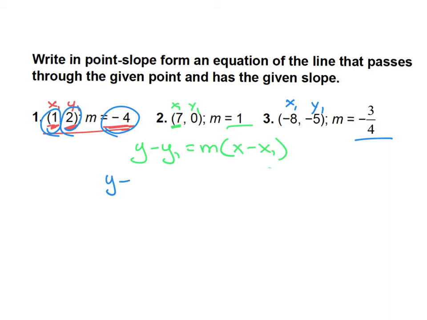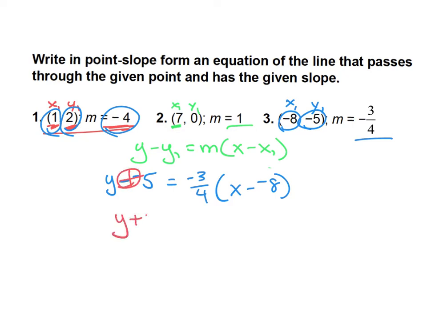Y minus, here's y1. Now it's minus a negative 5, so I'm just going to keep that in there right now. Equals m, which is negative 3/4, times x minus, and we have a negative 8. We're going to keep that in there too right now. So let's work with the negatives right away. When I'm subtracting a negative, I can make this a positive. So this is actually y plus 5. Same thing here. This would be actually plus 8.